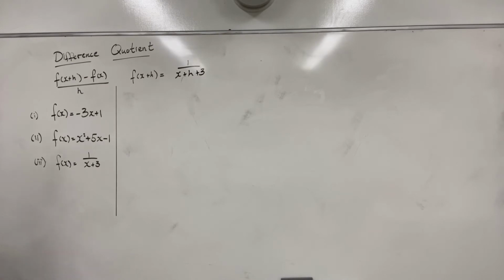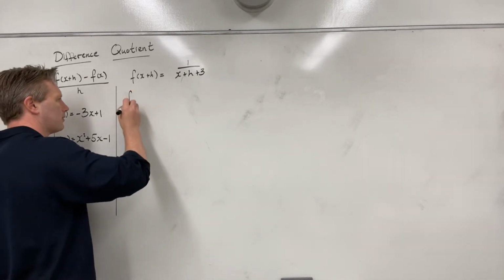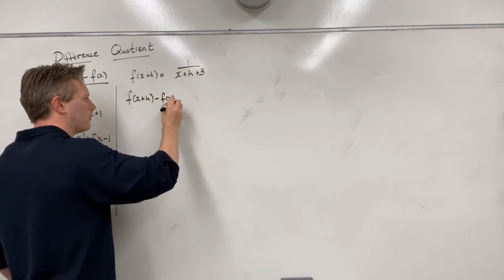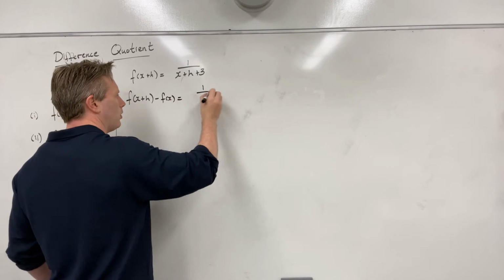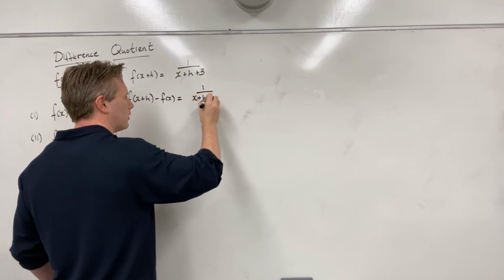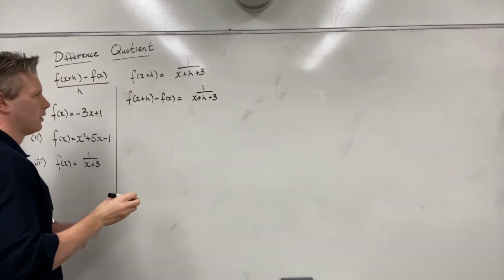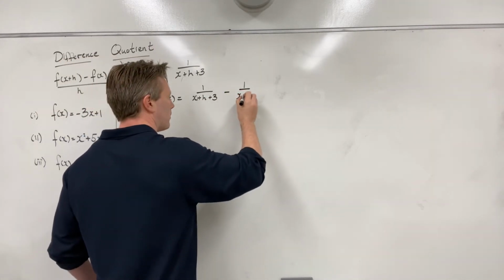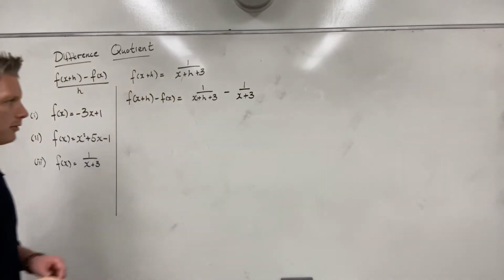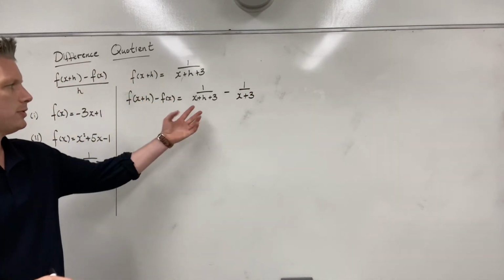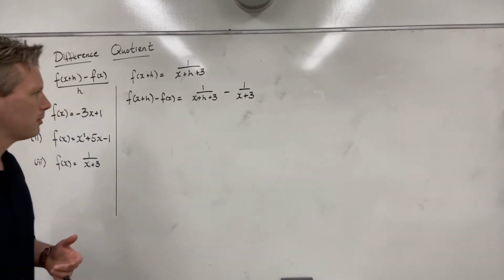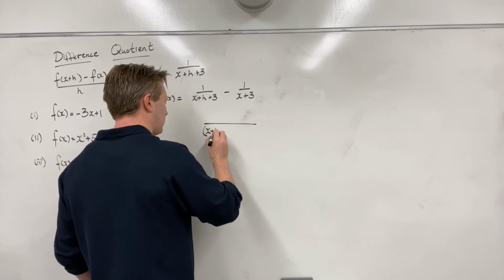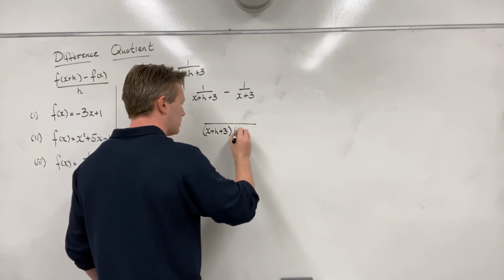Okay, so I will now take f of x plus h minus f of x. That will give me 1 over x plus h plus 3 minus 1 over x plus 3. In order to subtract these, I'm going to find a common denominator. So that will be x plus h plus 3 times x plus 3.